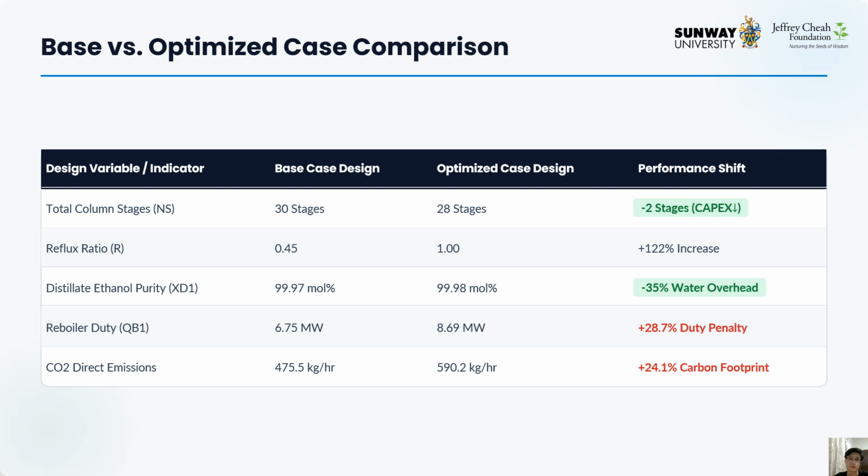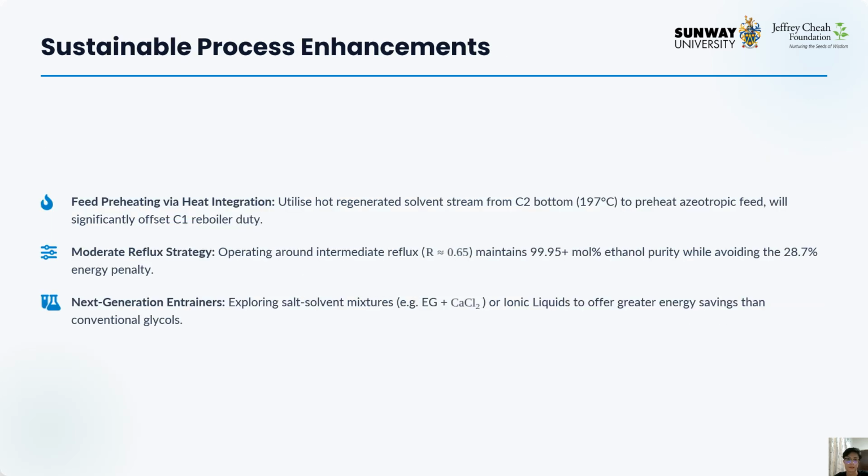By optimizing to 28 stages down from 30, we save on capex, of course. Increasing the reflux ratio from 0.45 to 1 achieves a 35% reduction in overhead water impurities, hitting 99.98 mole% purity. However, operating at peak purity increased the reboiler duty by 28.7% up to 8.69 megawatts and raises direct CO2 emissions to 590.2 kg per hour.